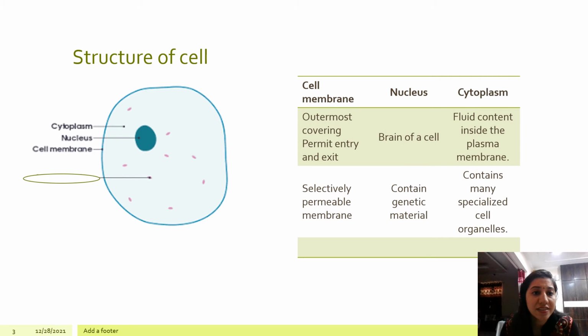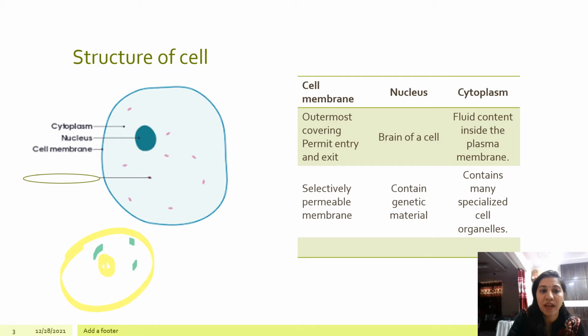So here is the simple structure of a cell, as you can see on your screen. In the simple structure, what you have to do, you just need to make a cell membrane. In the middle you have to make a nucleus, and inside there is a jelly-like substance that is known as cytoplasm. So these three names are important in the structure of the cell. Let's discuss the structure of the cell more.